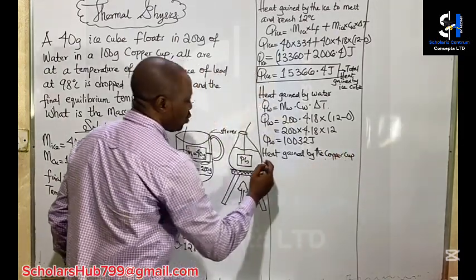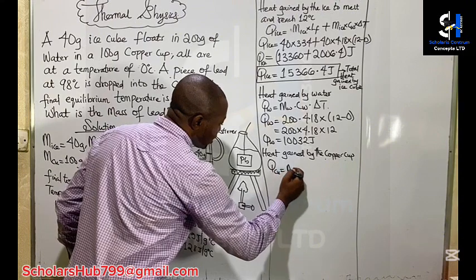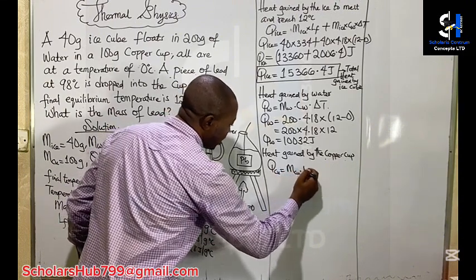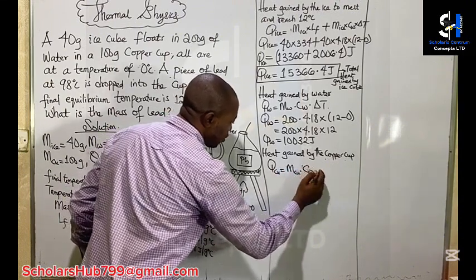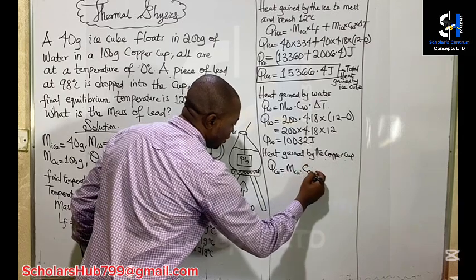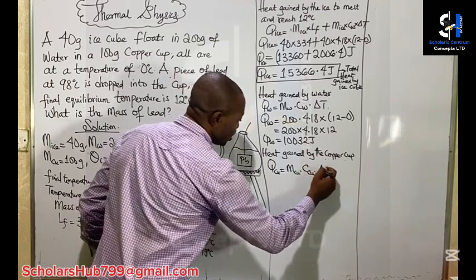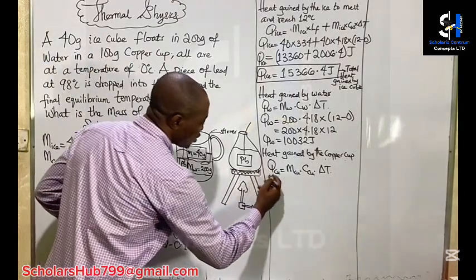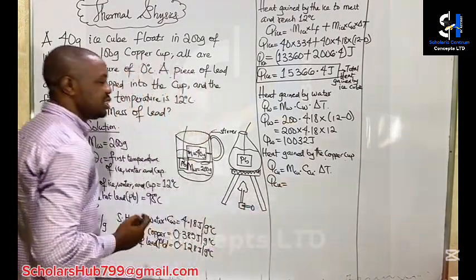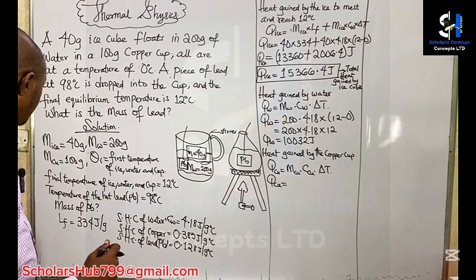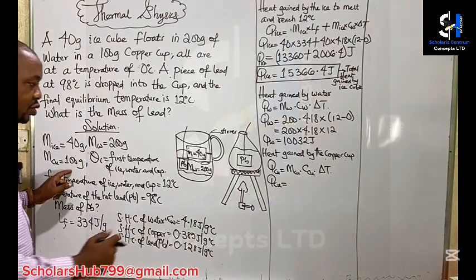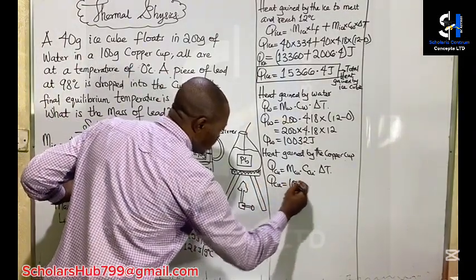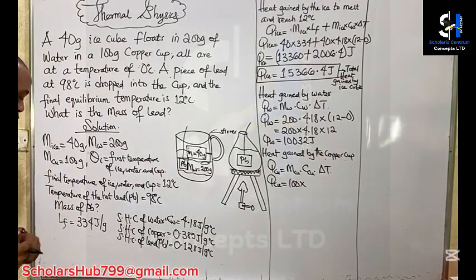Heat gained by the copper cup will be the mass of copper multiplied by the specific heat capacity of copper, multiplied by the temperature difference, or temperature rise. So the heat gained by the copper cup will be equal to the mass of copper, which is 100 grams, multiplied by the specific heat capacity of copper.